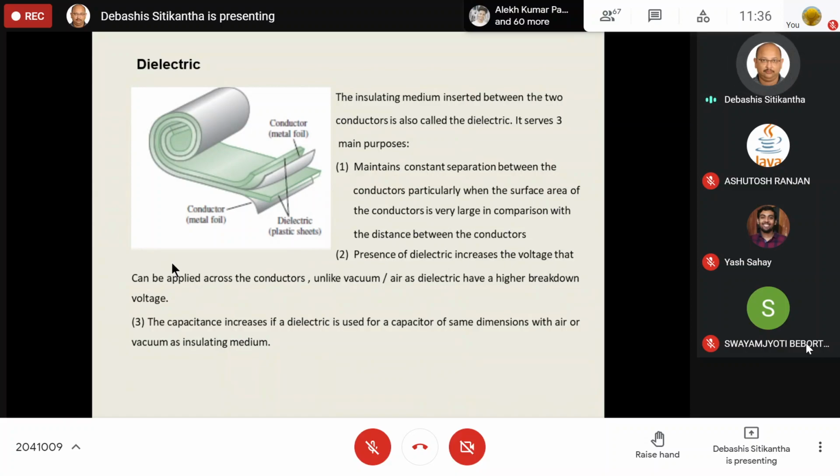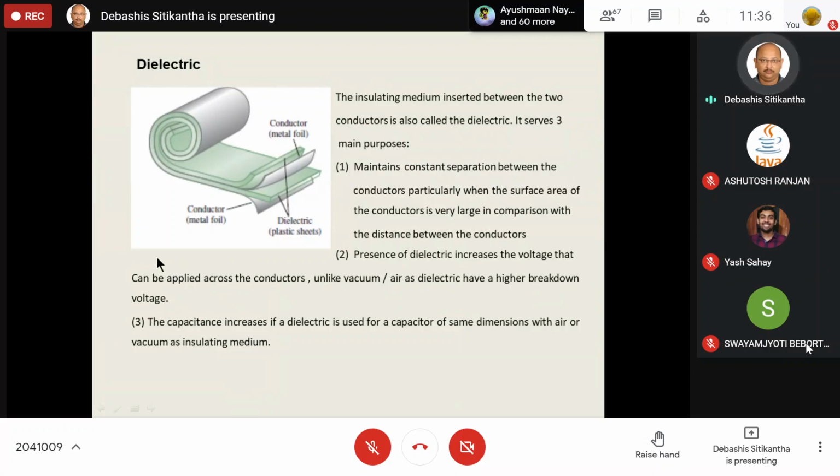The insulating material or medium inserted between the two conductors is also called the dielectric. It serves three main purposes. What are the three main purposes? The first and the most important one is that it maintains a constant gap between the conductors, particularly when the conductors have a very large cross-sectional area in comparison to the distance of separation.